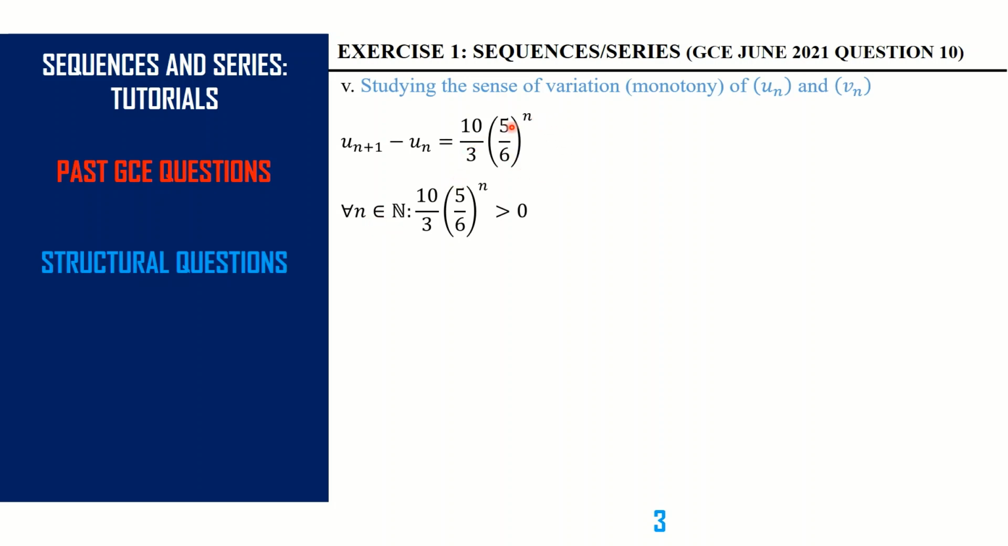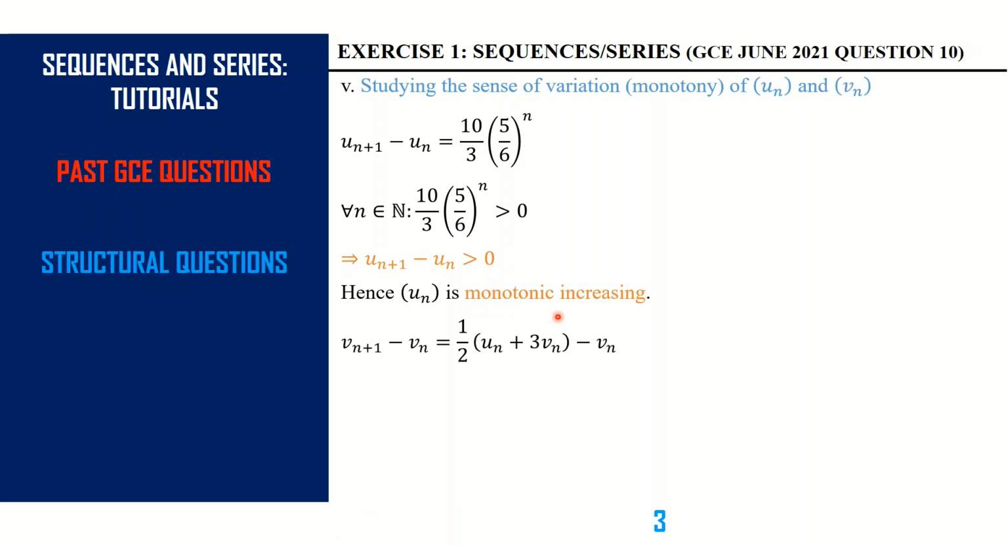But clearly it is greater than 0 because n is a natural number. 5 on 6 is positive. So raising a positive number to a positive number is positive. Multiplying by a positive number is positive. So we clearly see that un plus 1 minus un is positive. In conclusion, un is monotonic increasing.